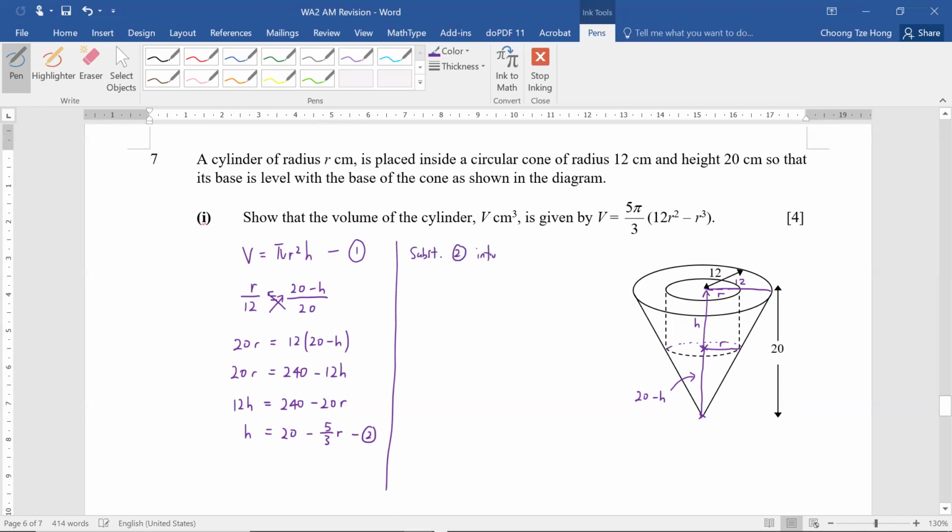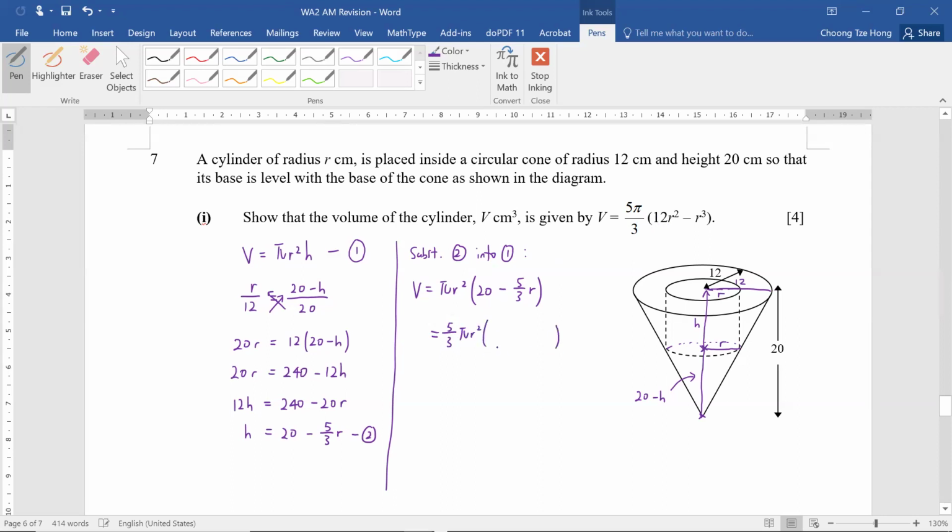So substitute 2 into 1, we will get V equals pi r squared times h, where h is 20 minus 5 over 3 r. What they want is 5 over 3 pi, so we're going to bring the r inside and factorize out 5 over 3 first. 5 over 3 pi r squared.